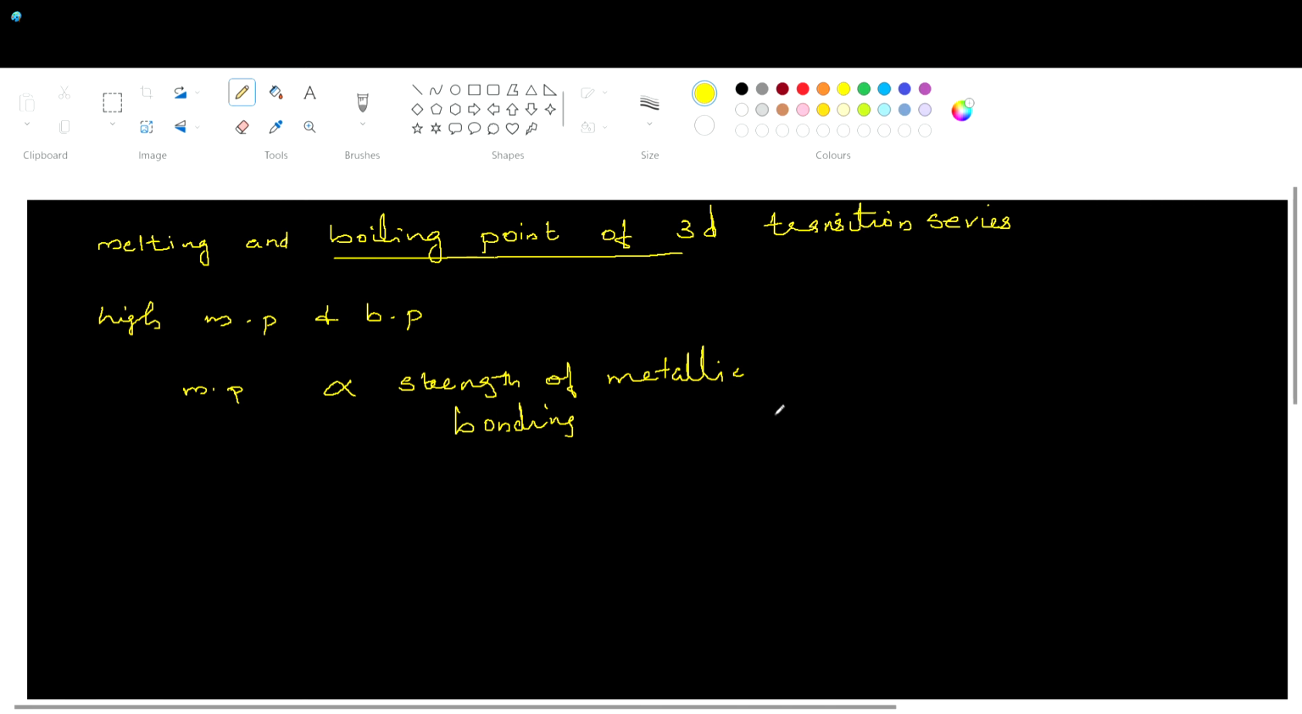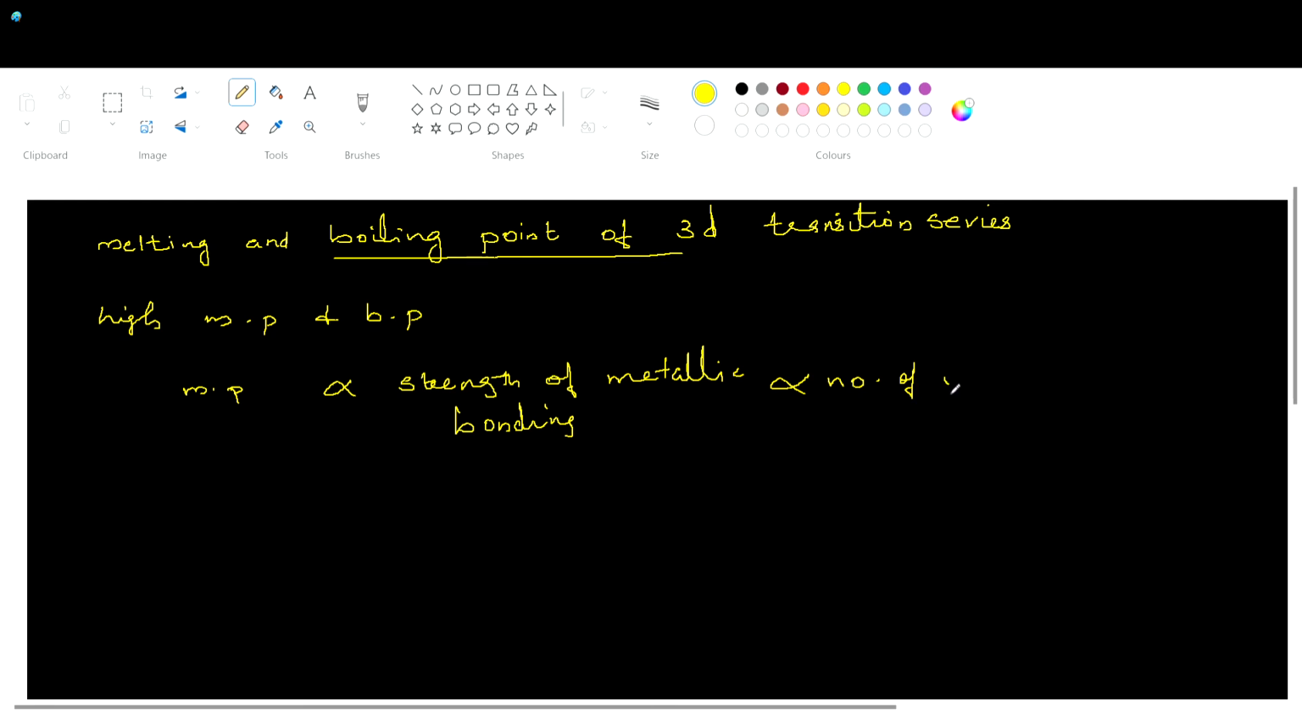This is due to the fact that in transition elements, in addition to the outer s electron, inner d electrons also take part in bonding. The more the number of electrons that take part in bonding, the stronger the metallic bonding and the higher the melting point. So the strength of metallic bonding depends on the number of electrons that participate in bonding.